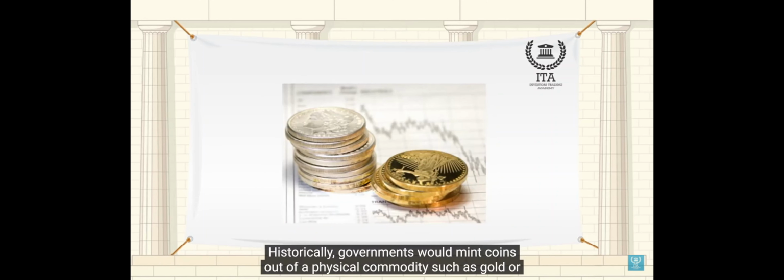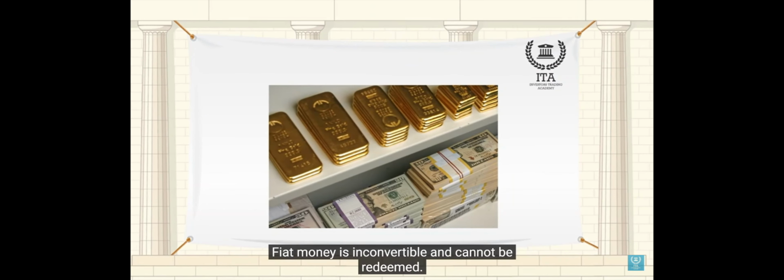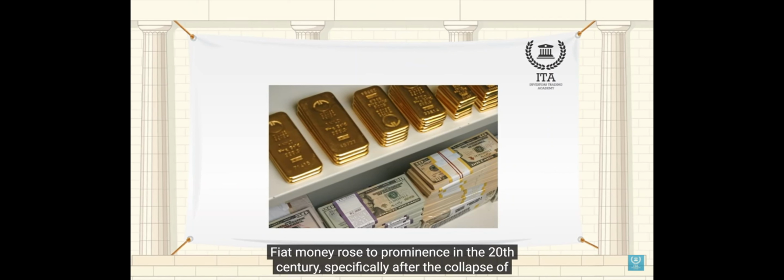Most modern paper currencies are fiat currencies, have no intrinsic value, and are used solely as a means of payment. Historically, governments would mint coins out of a physical commodity such as gold or silver, or would print paper money that could be redeemed for a set amount of physical commodity. Fiat money is inconvertible and cannot be redeemed. Fiat money rose to prominence in the 20th century, specifically after the collapse of the Bretton Woods system in 1971, when the United States ceased to allow the conversion of the dollar into gold.